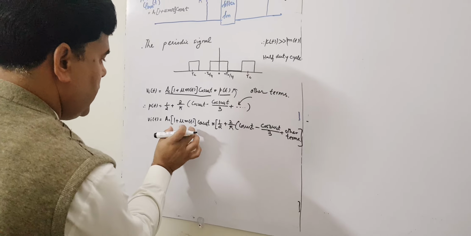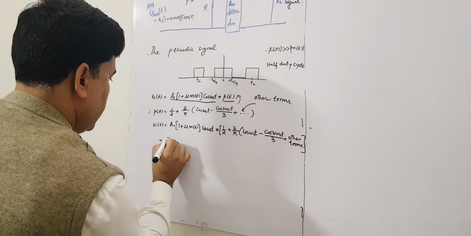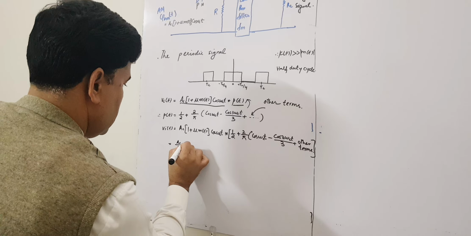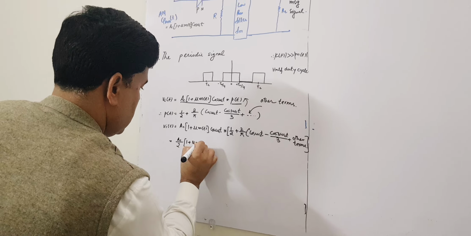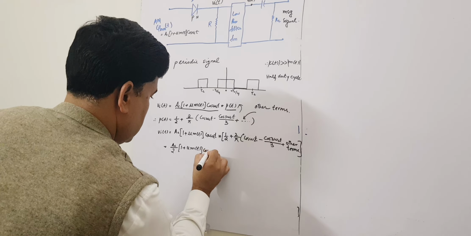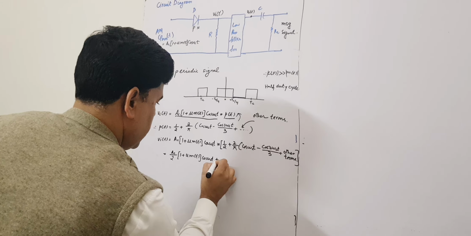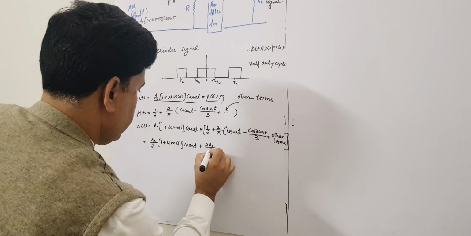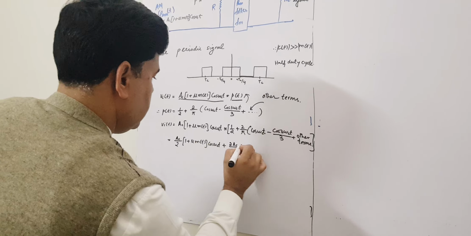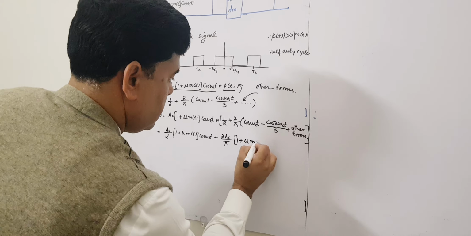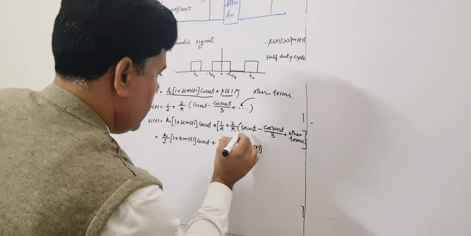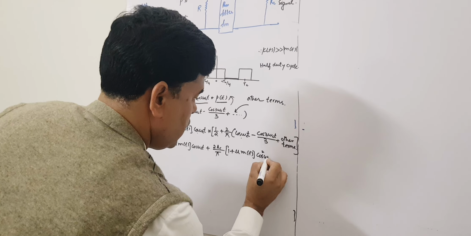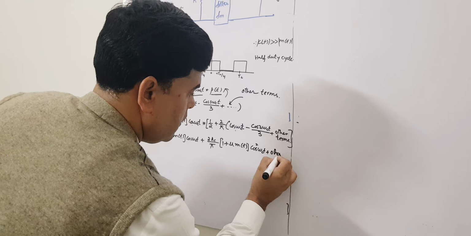If you multiply this with the first part, that is Ac by 2, and then multiply with that one, it is 2Ac by pi, and then mu m(t), and then cos, so it will be cos square omega_c t, plus other terms.